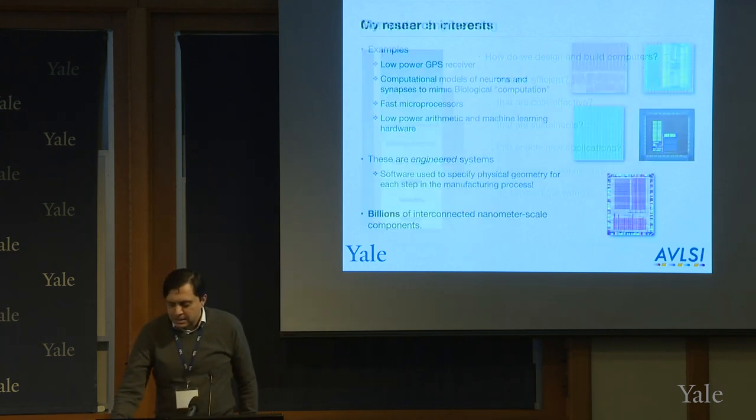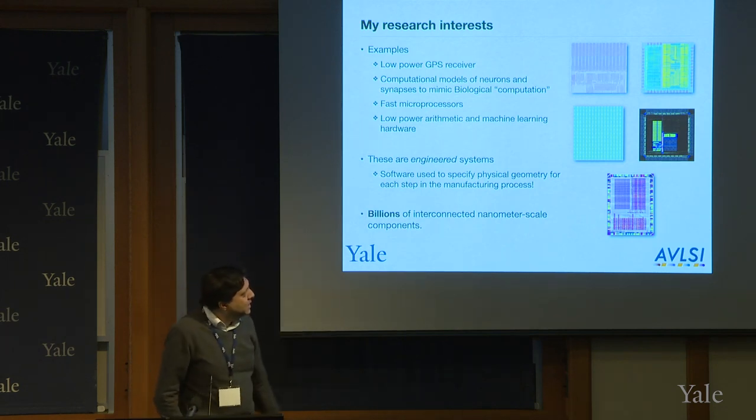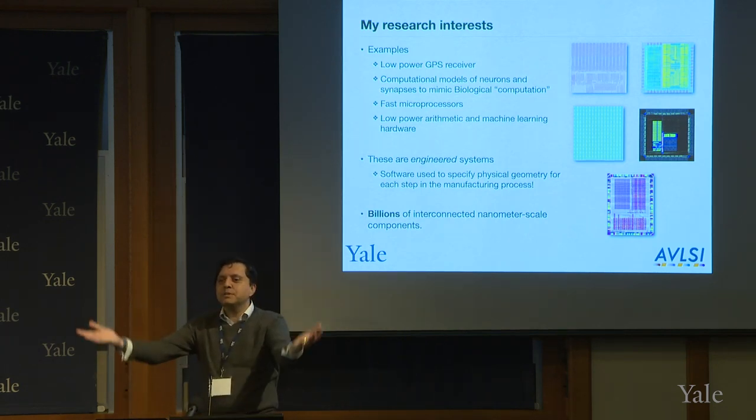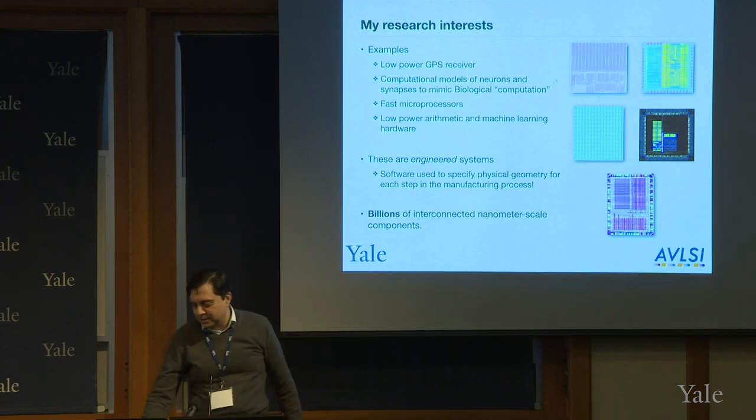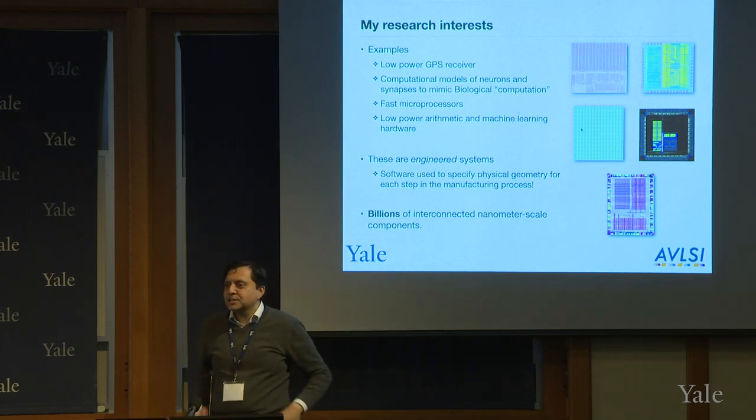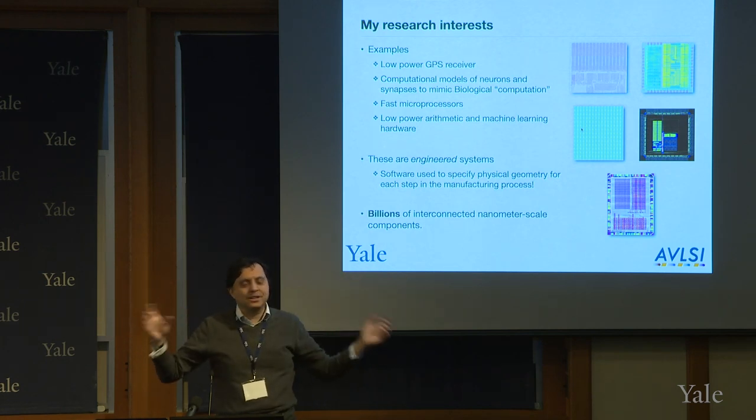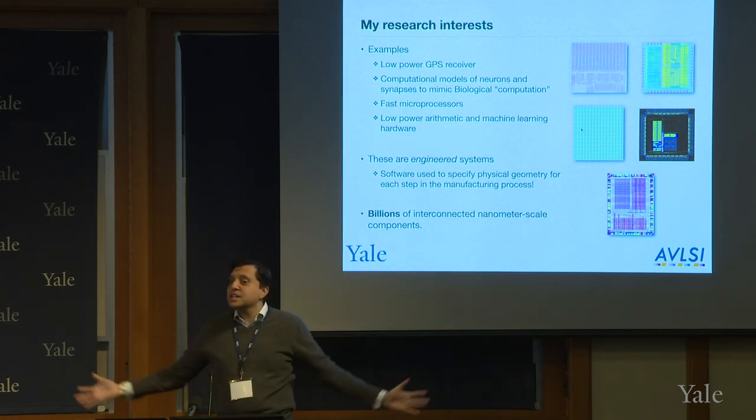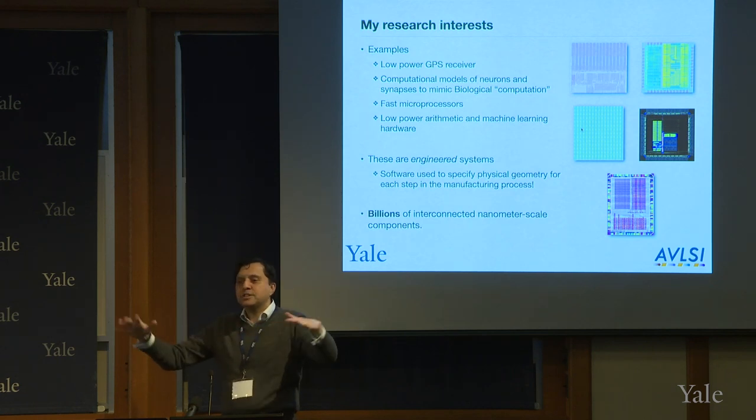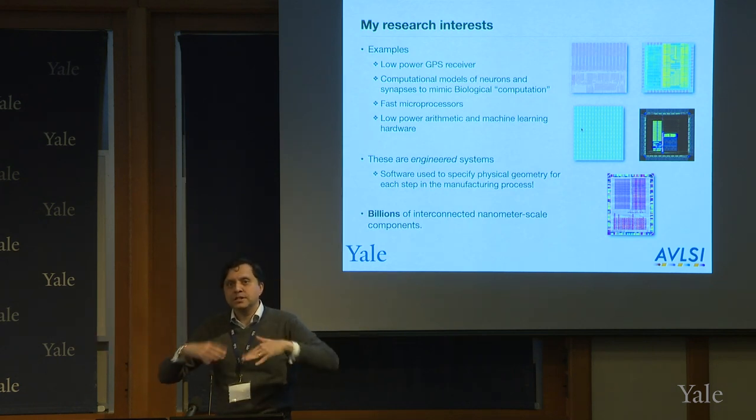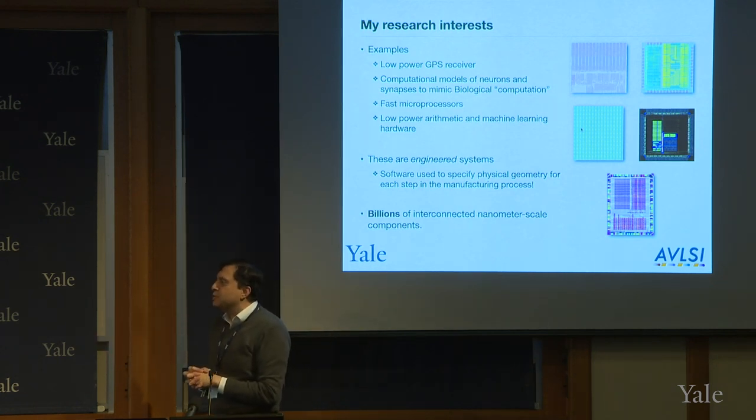These are some examples of things we do. At the end of the day, we design something that looks like this picture over here. You can just think of it as geometry. It's lots of rectangles, different colors. Different colors are different materials. You're really specifying exactly what the manufacturer has to do to manufacture the electronics. So that's the sort of thing we do.